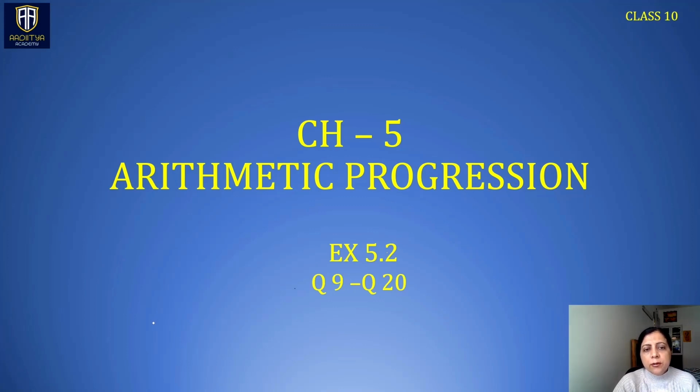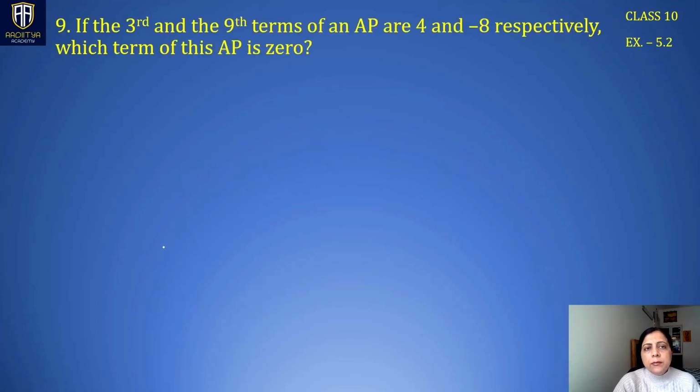I am Dr. Ragini Arora, and in this video we will be covering the rest of the questions of exercise 5.2 from NCERT. In the first video of this exercise we had covered till question 8. Now we are starting with question number 9 of this exercise. It says, if the third and the ninth terms of an AP are 4 and -8 respectively, which term of this AP is 0?